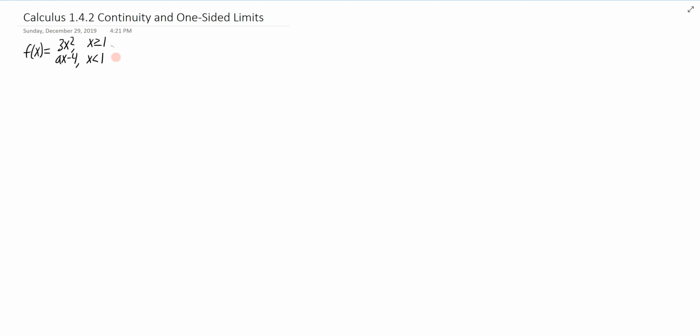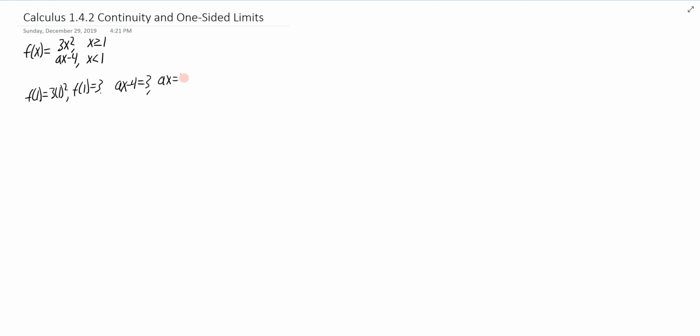So we got to make sure that when x is 1, 3x squared has the same value as ax minus 4 when x is 1. So to begin with, what we're going to say is, okay, if we have f of 1 of 3 times 1 squared, that's just going to give us f of 1 equals 3. So this is our meeting point at 1. So we got to be at 1 comma 3. And so what that means is we got to say ax minus 4 has to be equal to 3. So we get ax is equal to 7.